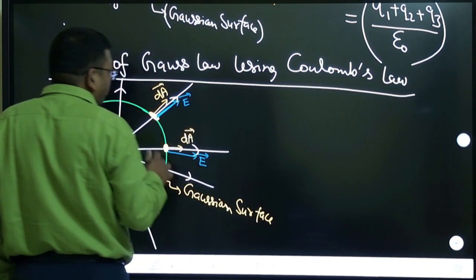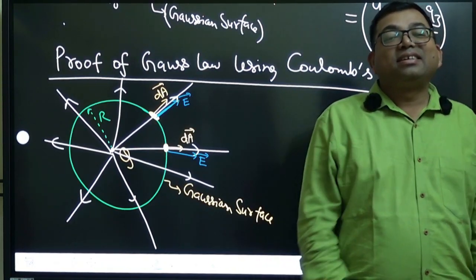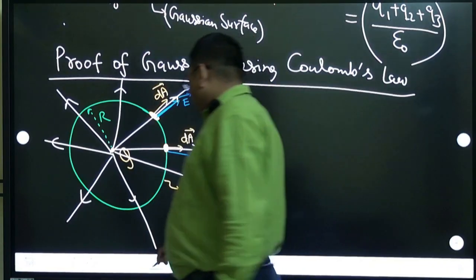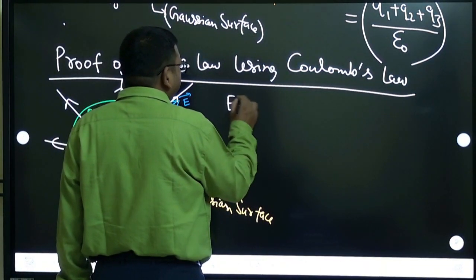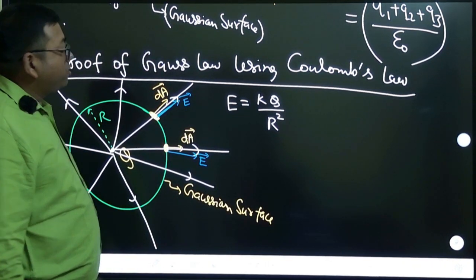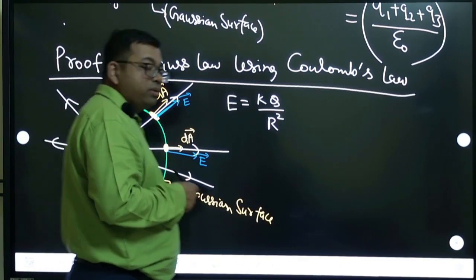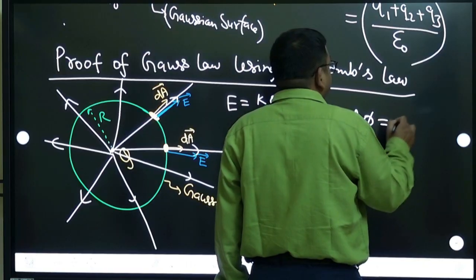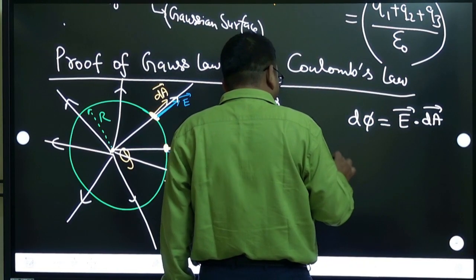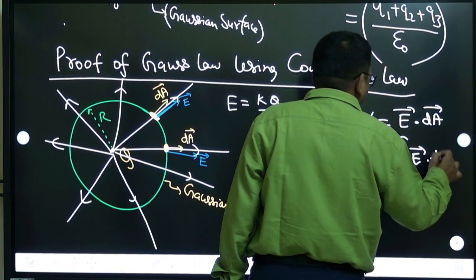A very important point to note is that the magnitude of the field at all these points is the same because of symmetry, since each point is at the same distance from the center. That is the advantage we have got. So the electric field magnitude is k q by r square everywhere on this surface, and the direction of the area vector is everywhere the same as the field. So the angle between them is 0. Let us take the small flux d phi equal to E dot dA, and calculate the net flux, which is the integration of E dot dA.